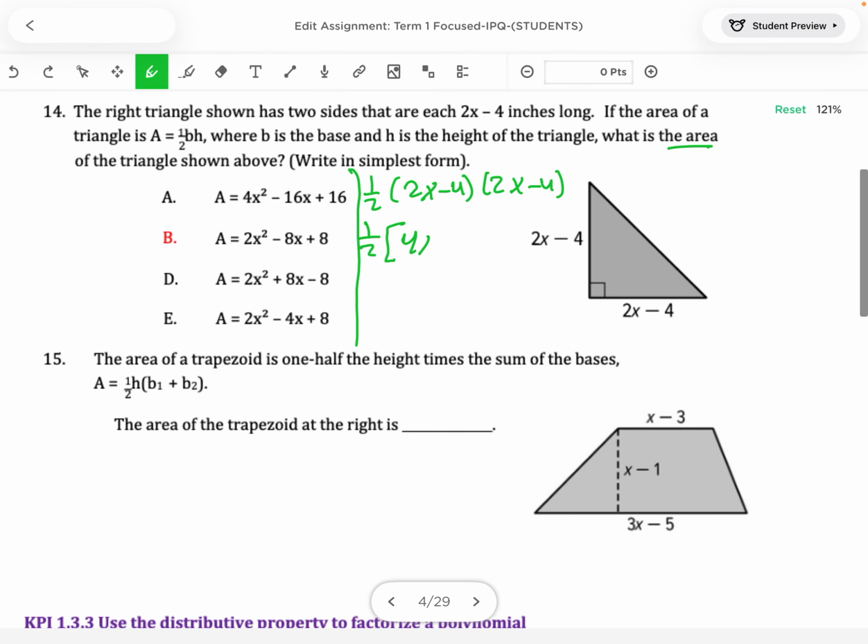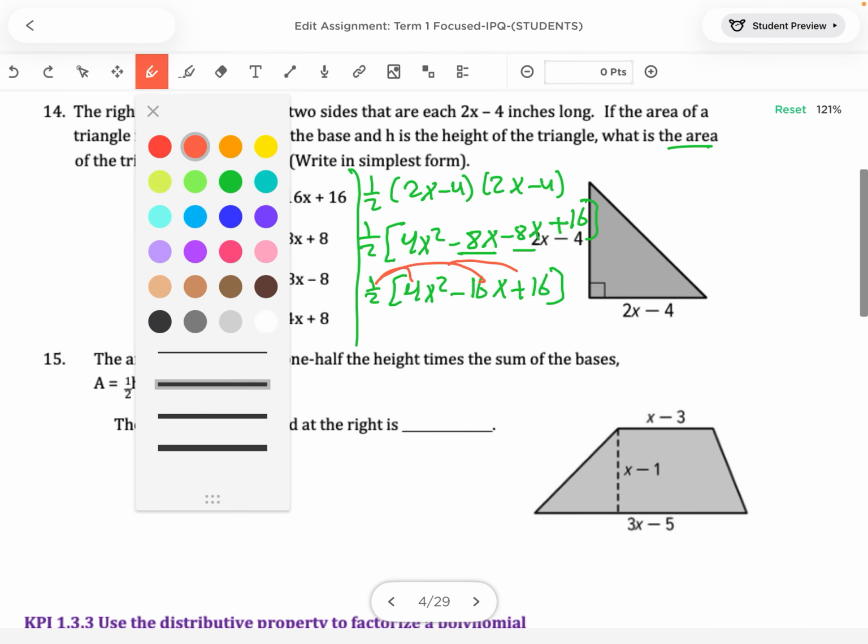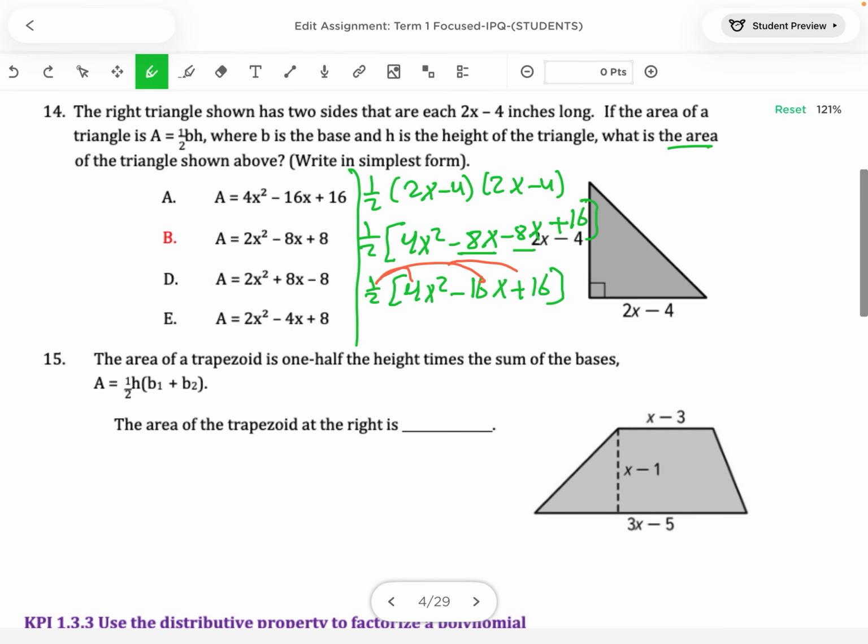2x times 2x is 4x squared, minus 8x, minus 8x, plus 16. We combine like terms, so it will be 1 over 2 times 4x squared minus 8x minus 8x is minus 16x plus 16. Now I will distribute the half to all these. Half of 4 is 2x squared minus 8x plus 8.